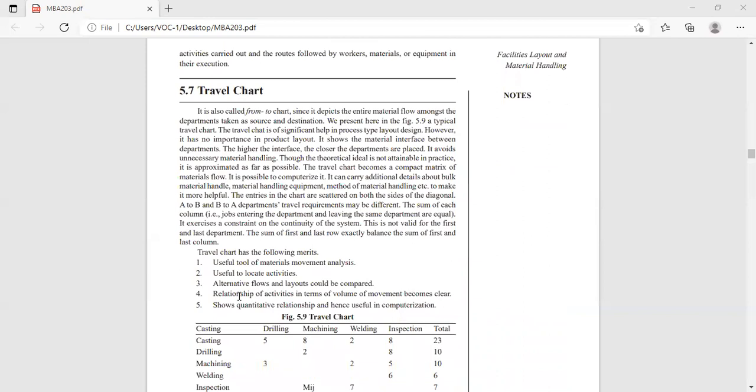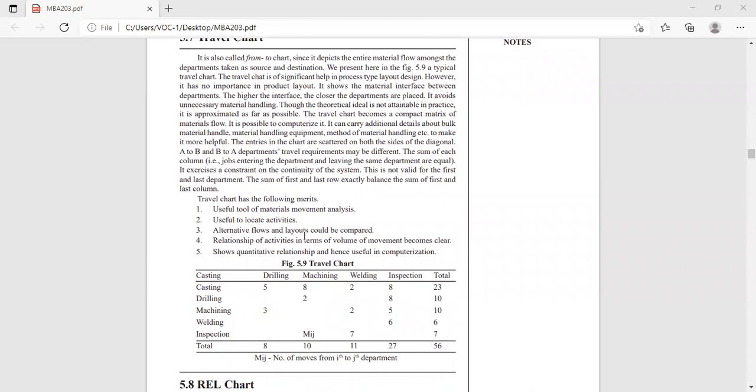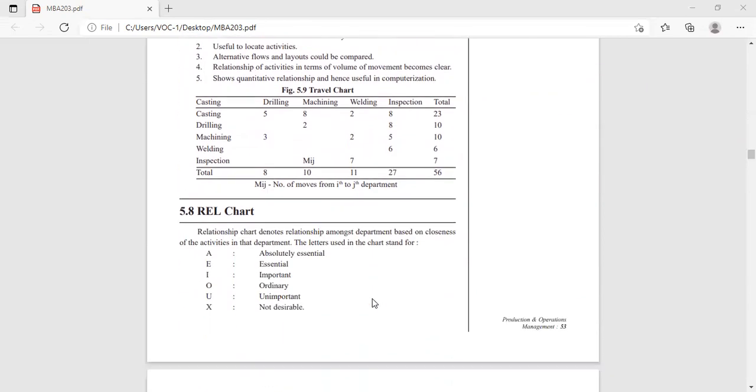Travel chart, also called the from-to chart, since it depicts the entire material flow amongst the departments taken as sources and destinations. So we present here in 5.9 a typical travel chart. The travel chart is given with casting, drilling, machining, welding, inspection, and totals.